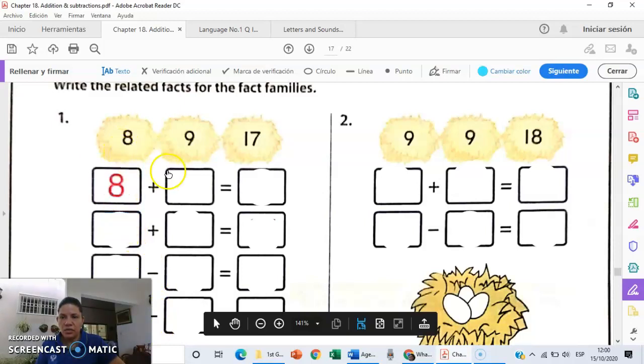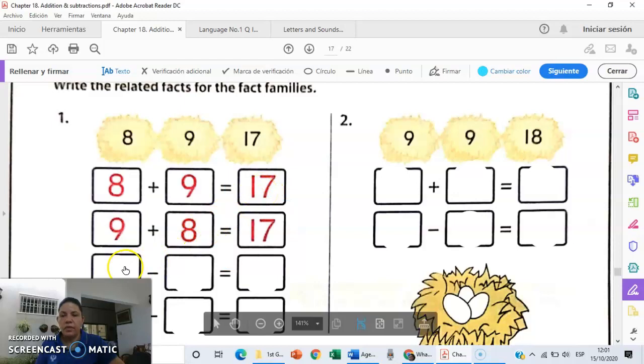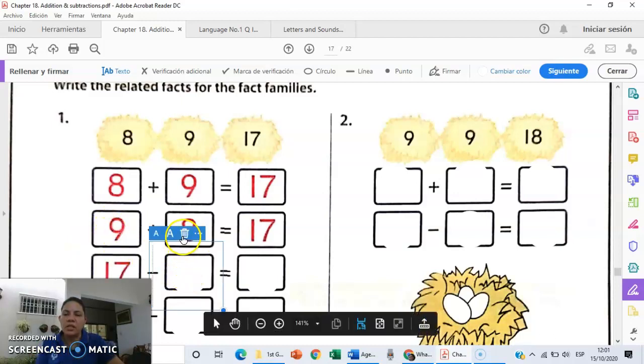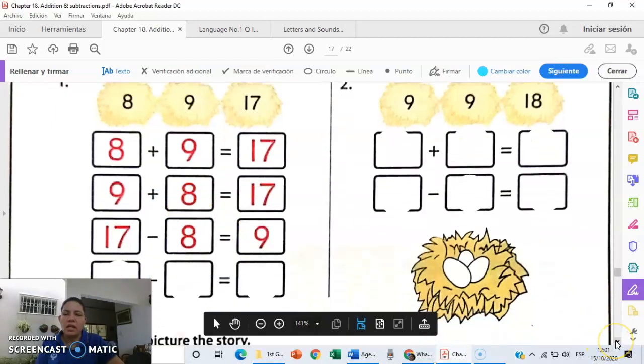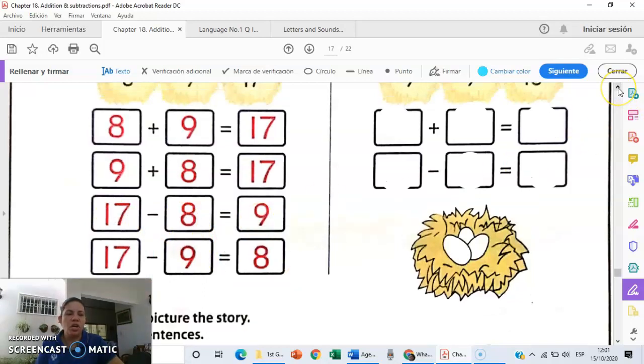Start with 8 plus 9 equals 17. Good job. But now you change the order and you say 9 plus 8 equals 17. Then remember, when you make the subtraction, you put 17 first and you say 17 minus 8 equals 9. And then do the other exercise, you say 17 minus 9 equals 8. Good job.